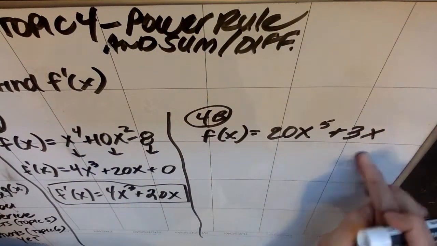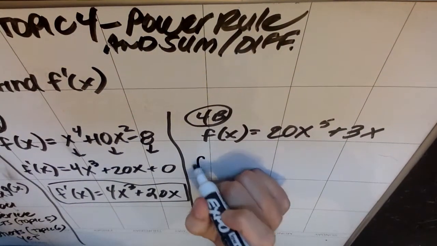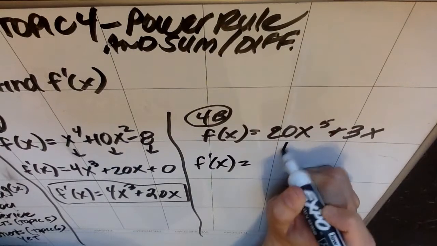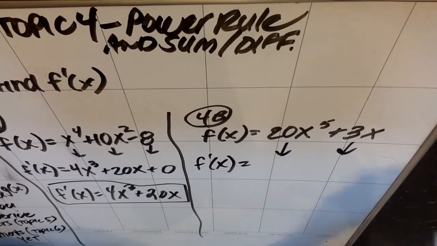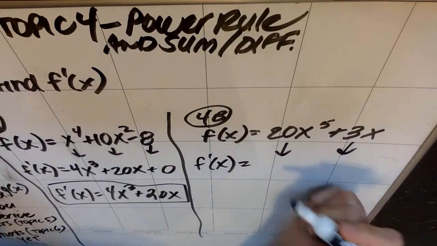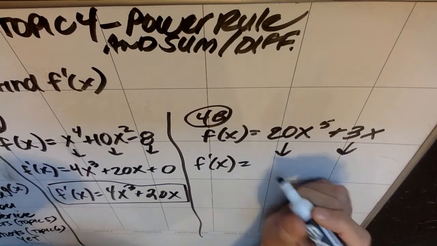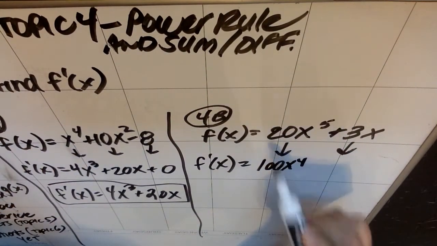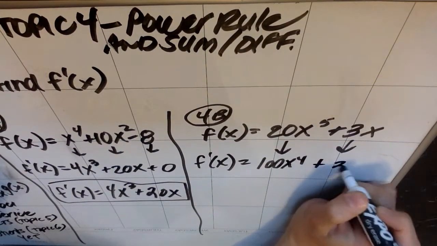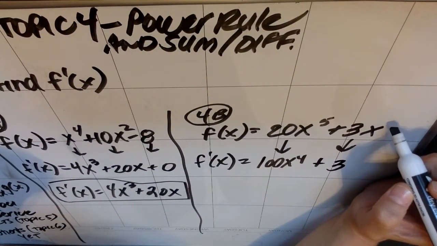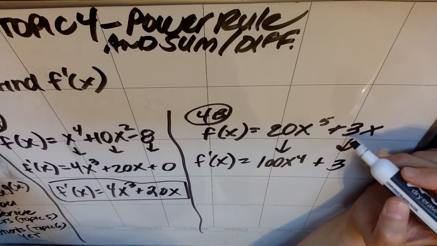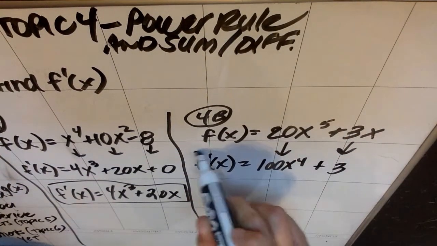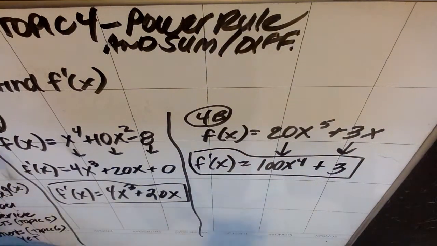Now, if we look at 4b, same concept. I only have the two terms, right? So my f prime of x, since they're being added or subtracted, is just the derivative of each of these pieces summed together, basically. So the derivative of 20x to the fifth will be 100x to the fourth, because I drop the 5 down with the 20 and lower the power by 1, plus a 3, right? Because it's 3x to the first. I drop the 1 down in front, so it's 3x to the 0, which is just a 3. So that's my answer. That's my example 4.